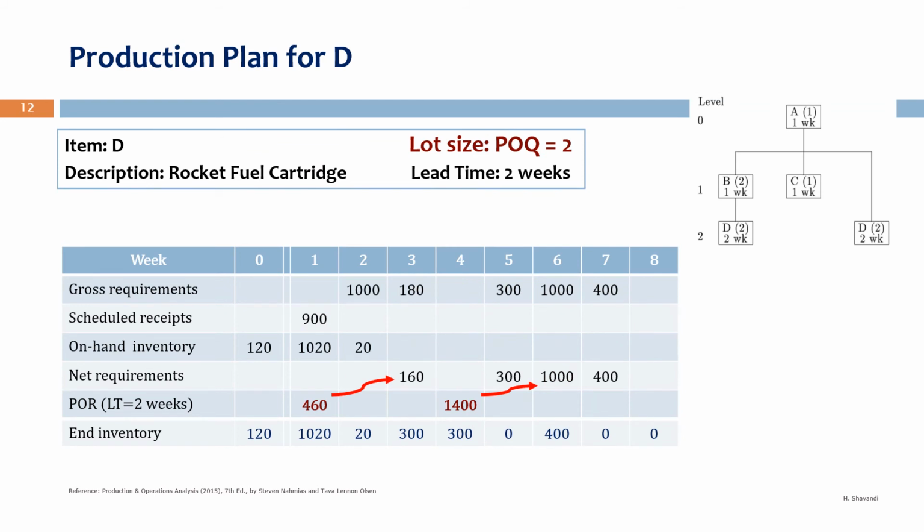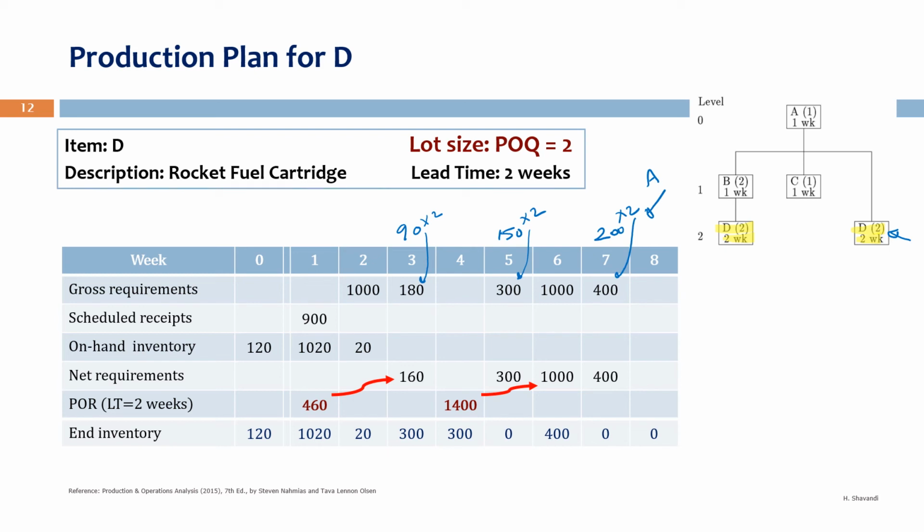For part D, we need part D to produce items B and A. For part A, as you remember, we need to produce 90 items of A at week 3, 150 at week 5 and 200 at week 7. This is our plan for A, okay? And since here we need 2 items of D to produce 1 item of A, we need to multiply these numbers by 2 to have the gross requirement of D for part A.